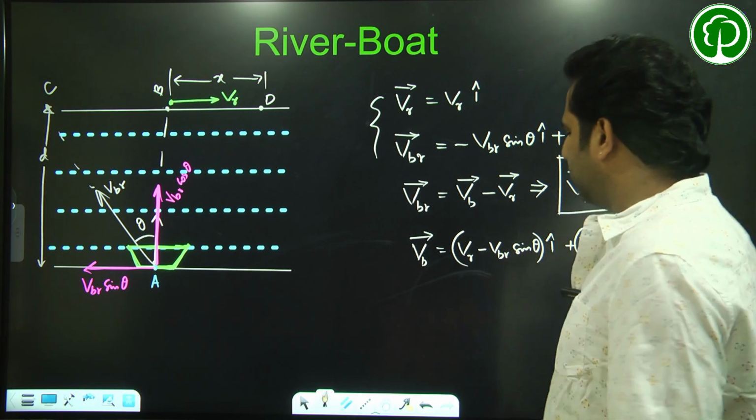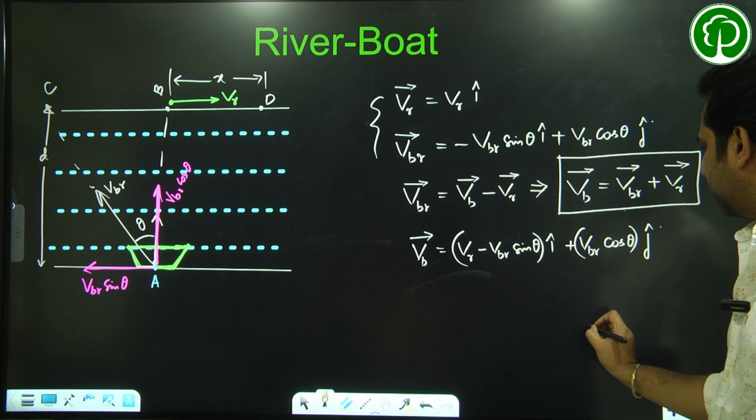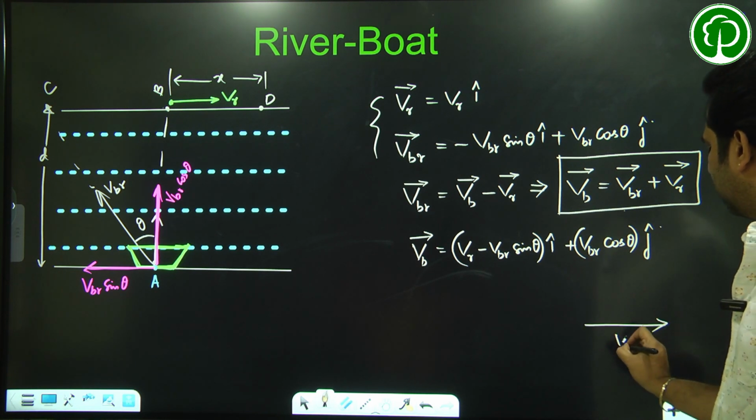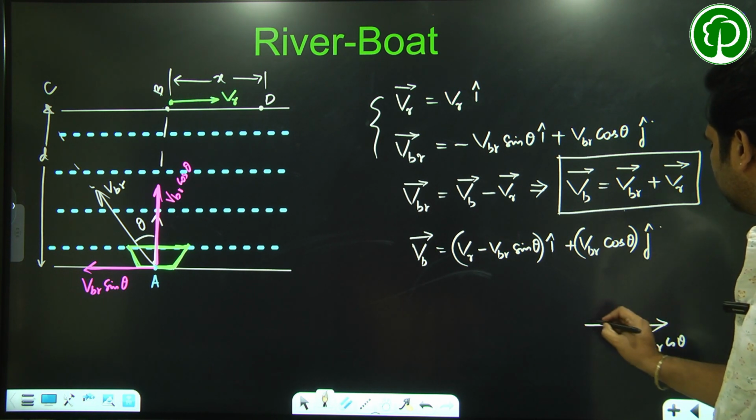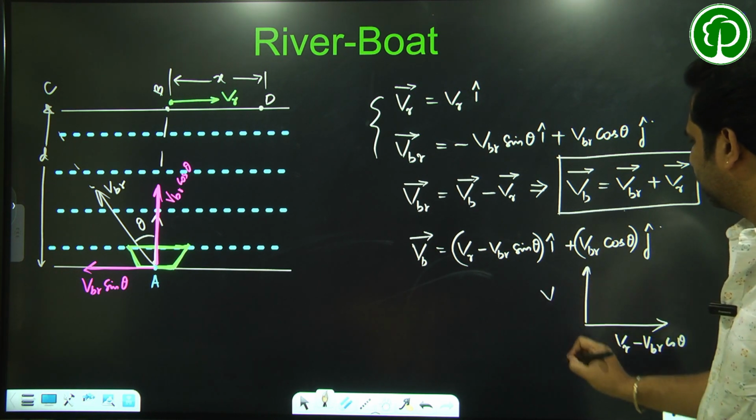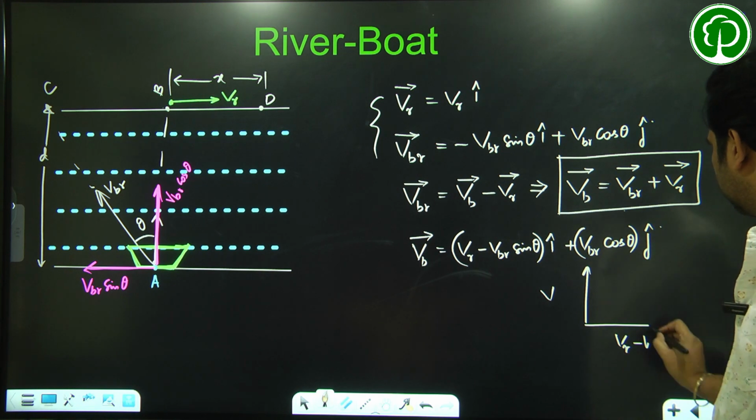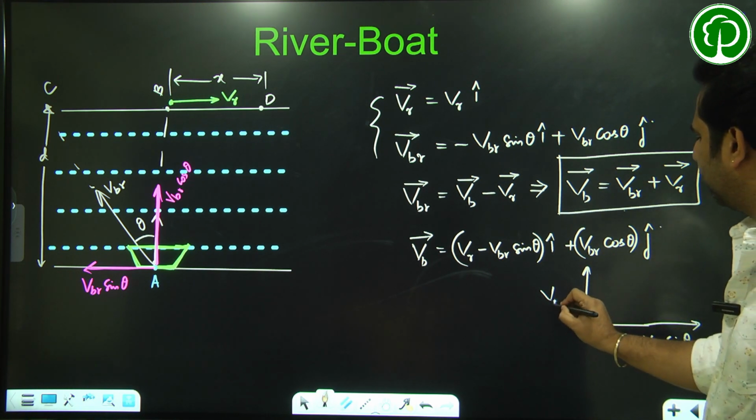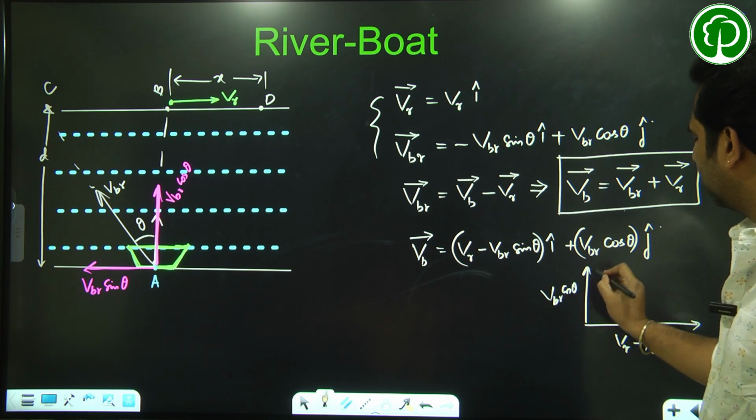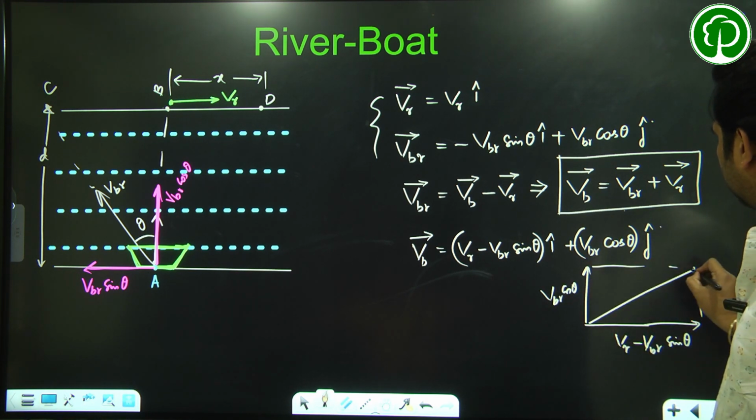As seen by the ground, this is a vector. It means as seen by the ground, the boat has a horizontal component of VR minus VBR sin theta, and a vertical component of VBR cos theta. So this is the result.